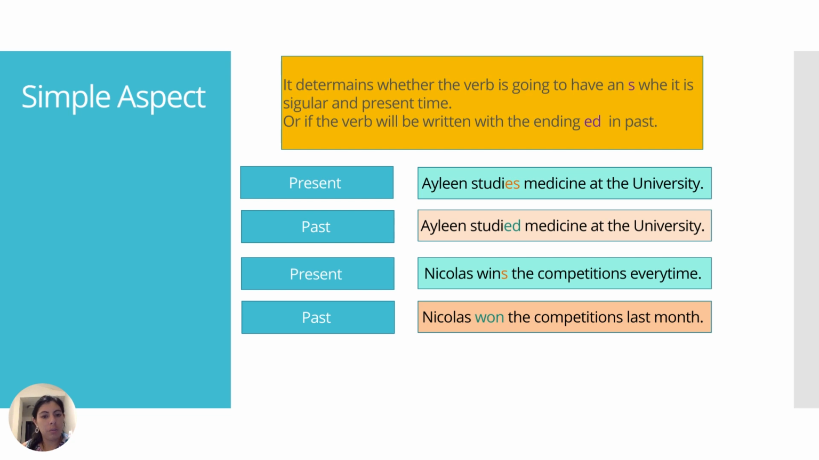For example, in the present, Nicholas wins the competition every time. In the past, Nicholas won the competition last month. So as you can see here, the verb does not have an ed. It is because this is an irregular verb.